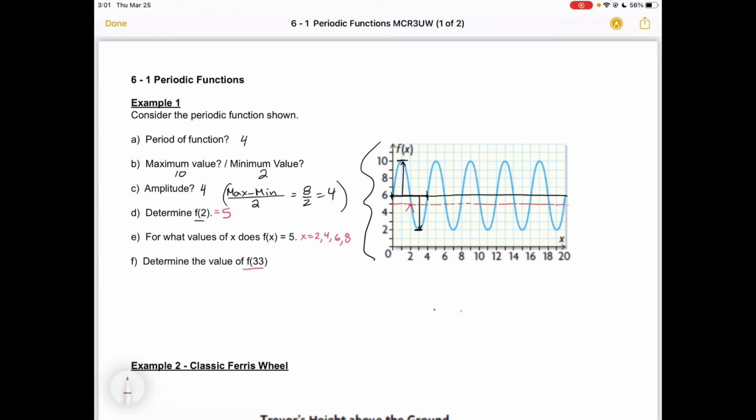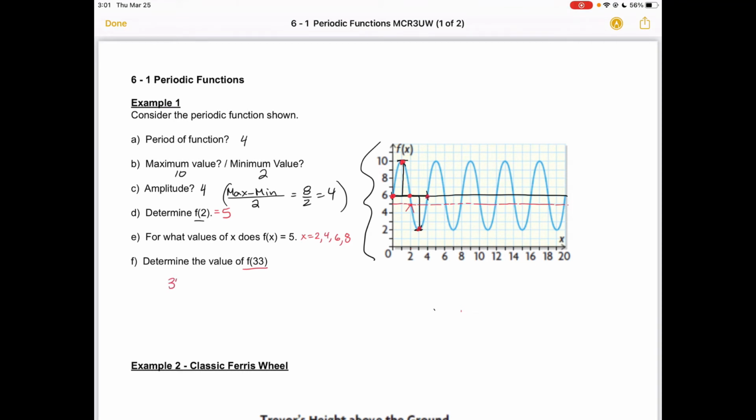In order to figure out the value of f at 33, I need to figure out how many periods have gone past in order to figure out at which point of the cycle. So I've got quarters here. So I've got my first quarter here, second quarter here at x equals 1, f at 1 equals 10, back down to 6, down to 2, and then back up at 6.